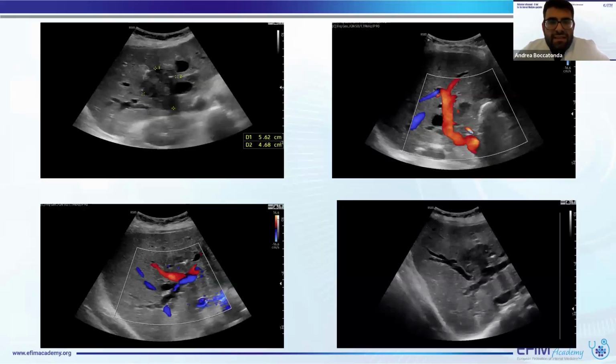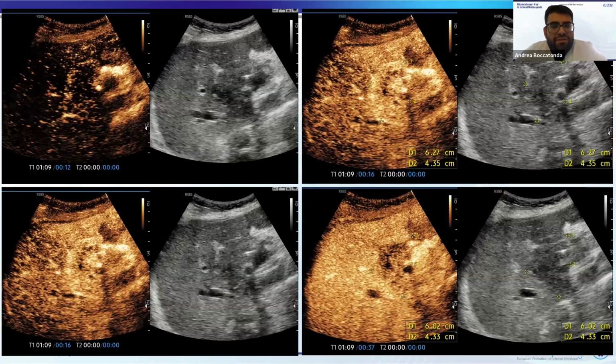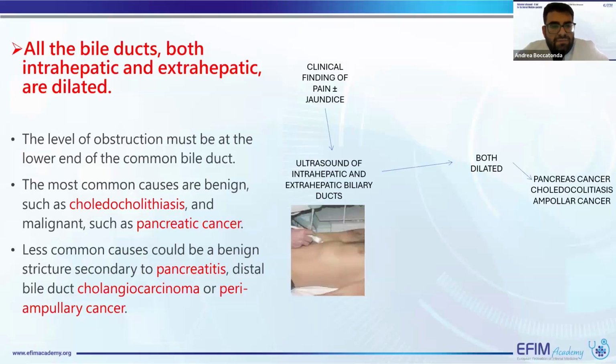We report our case. It's clear that in this patient there is a heterogeneous mass at the hilum of the liver, 5.6 by 4.6 centimeters, with a clear dilation of the hepatic bile ducts, and this case is confirmed by subsequent contrast enhanced ultrasound examination with a ring enhancement and a rapid washout, and this is a clinical and ultrasound picture of cholangiocarcinoma.